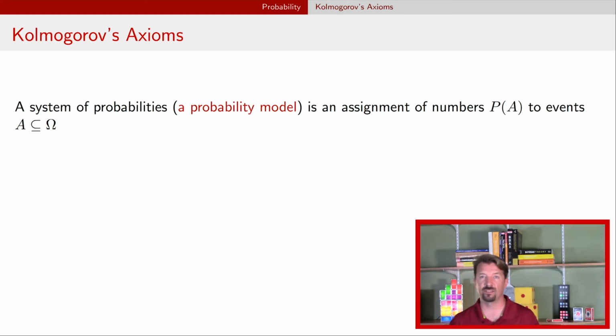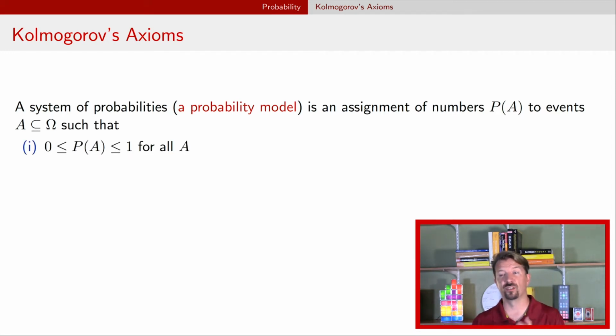So probability is just a set of rules, and this set of rules basically says if you want to take a function P, that is the probability, of a set or an event A, where A exists in some sample space omega, so A is some subset of omega, then here are the rules or axioms that that probability has to abide by. So the first thing is that it has to be a number between 0 and 1 for every possible subset of that sample space.